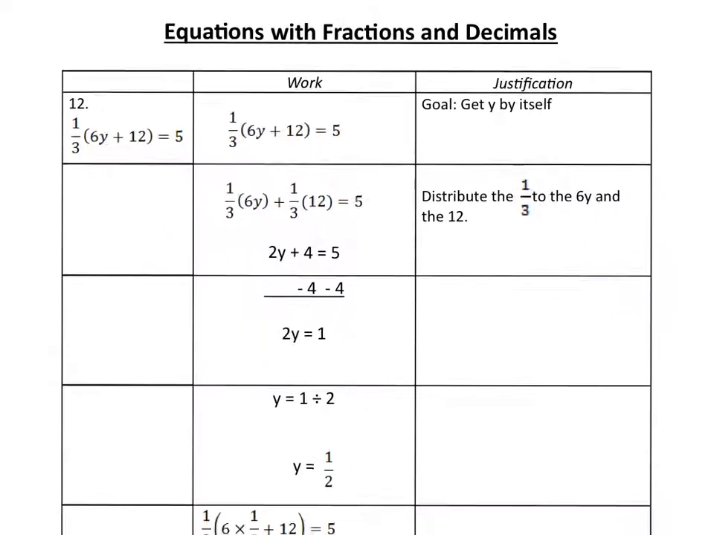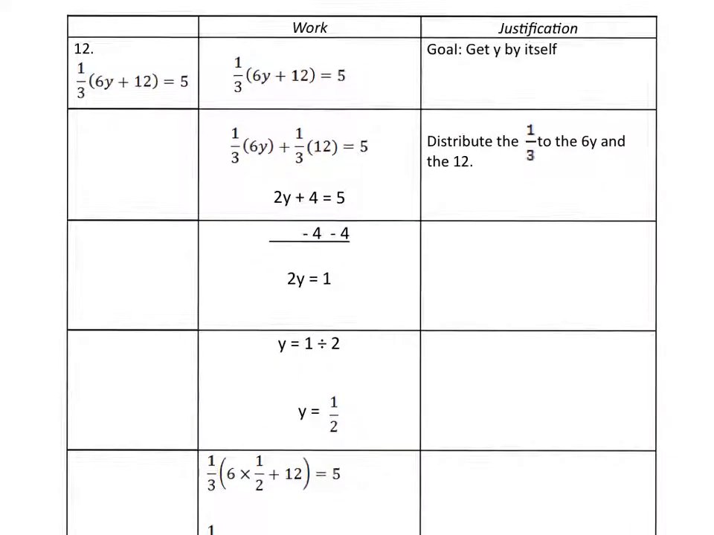And on to 1/3 times parentheses 6y plus 12 equals 5. So the goal is to get y by itself. Now in this case, a lot of times students go, oh, we need to multiply by the common denominator of 3. Before we do that, there's this step called distribute. The reason we want to distribute is because a lot of times by distributing, that's going to take care of the fractions for us. So we can say 1/3 times 6y plus 1/3 times 12, and that equals 5. So all we did was distribute.